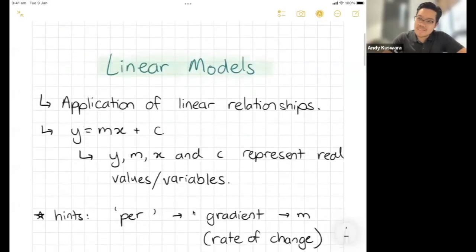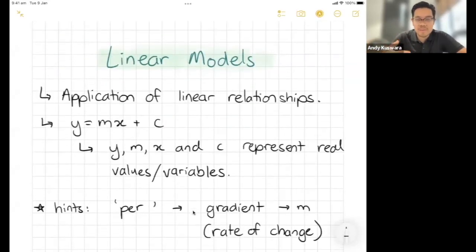In particular, it's not quite simultaneous yet, but we're talking about linear models because this is going to be one part of your simultaneous. So you'll need to understand linear models quite well. Essentially, it's just an application of your linear relationships, which means it's y equals mx plus c, but now y, m, x, and c all represent real values or real variables. So instead of y and x, it might be cost and time, or hours and distance. It could be all these different things.